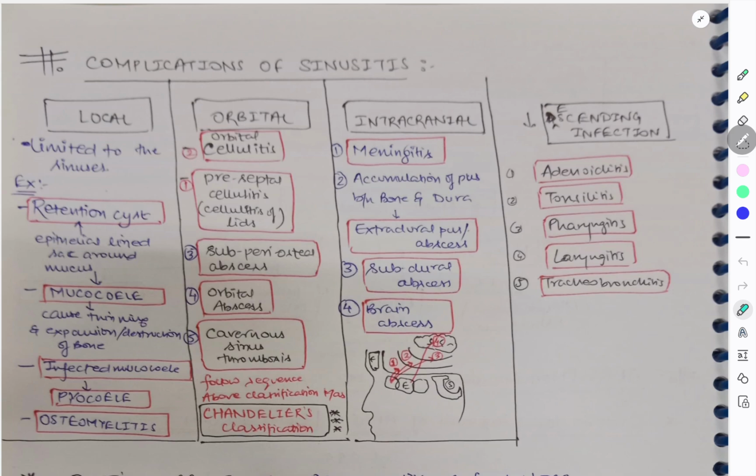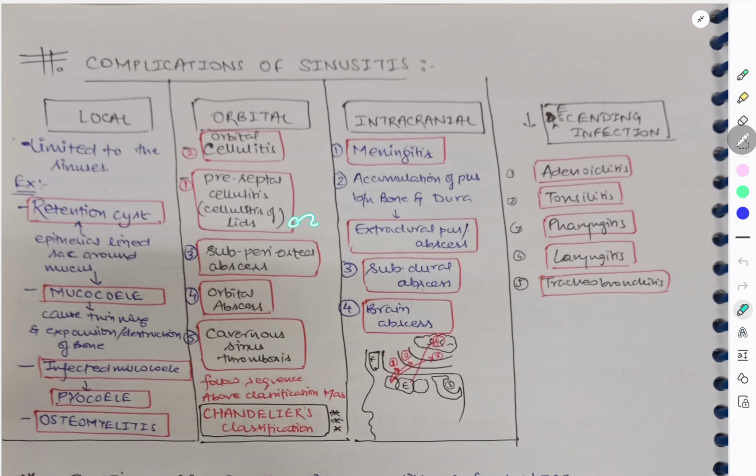Now coming to the orbital complications. We have to learn it in a sequence because this classification is known as Chandler's classification. So the first thing that happens as a complication of sinusitis is preseptal cellulitis. Preseptal cellulitis means cellulitis of the lids. Septal here is lids. Preseptal cellulitis, cellulitis of lids.